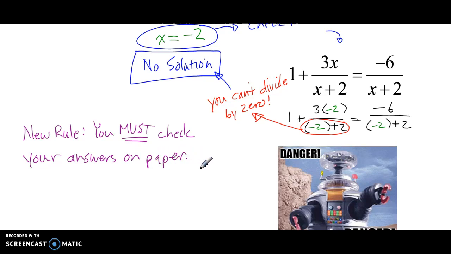And it's such an important rule that I'm going to actually do the following enforcement of the rule. Anytime we're taking a test, if you're solving one of these rational equations and you don't write down the check on paper, you will get half credit off of your problem. So let me write that down. You will lose half credit if you don't check on paper.